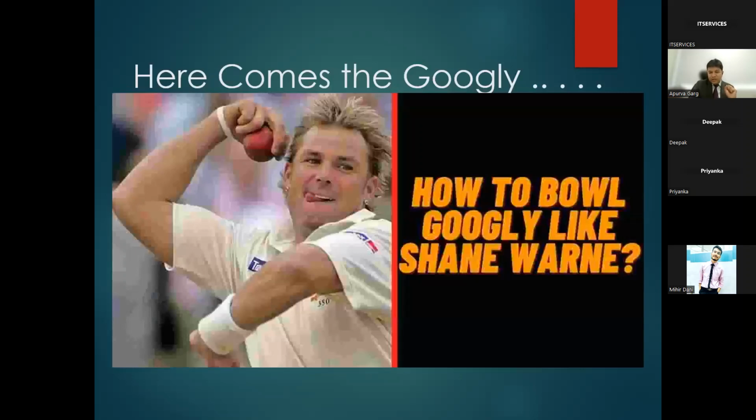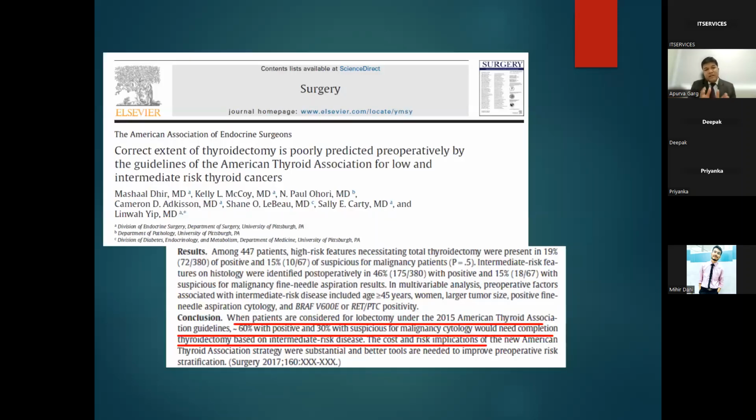But here comes the googly. There was an article in Surgery by the American Association of Endocrine Surgeons, which said that when patients are considered for lobectomy under the 2015 American Thyroid Association guidelines, 60% of those with positive and 30% of those with suspicious for malignancy cytology would need completion thyroidectomy based on intermediate-risk disease. So this again sets the cat among the pigeons.